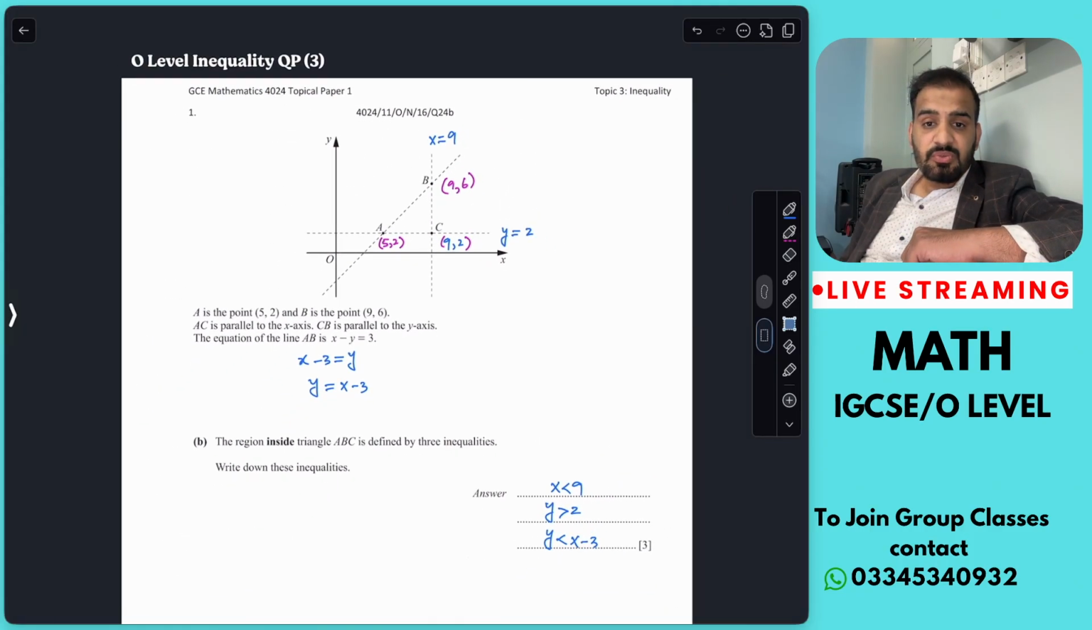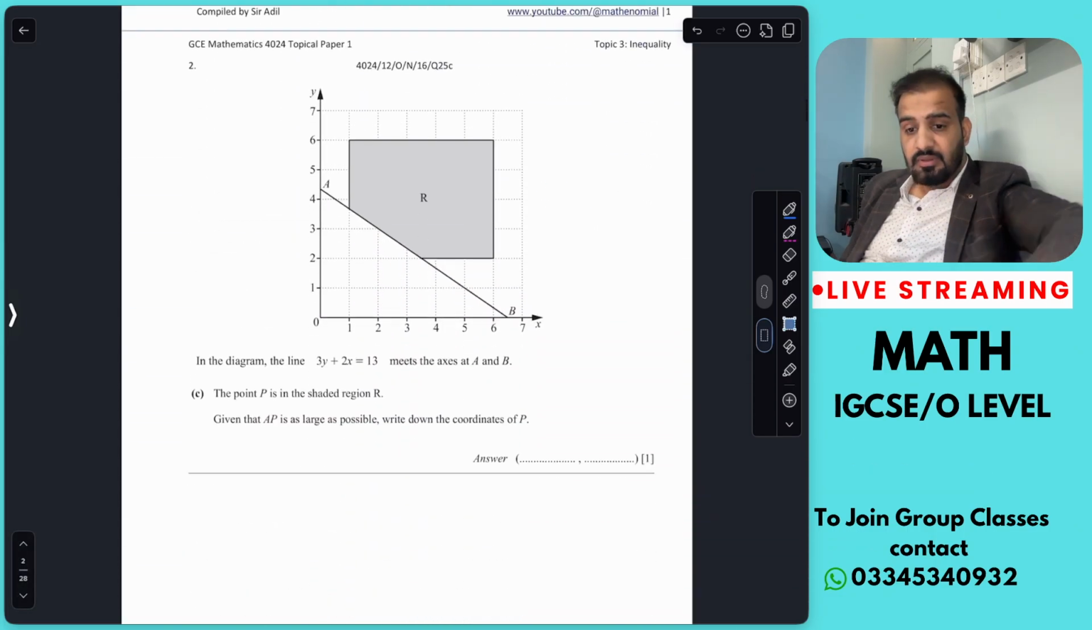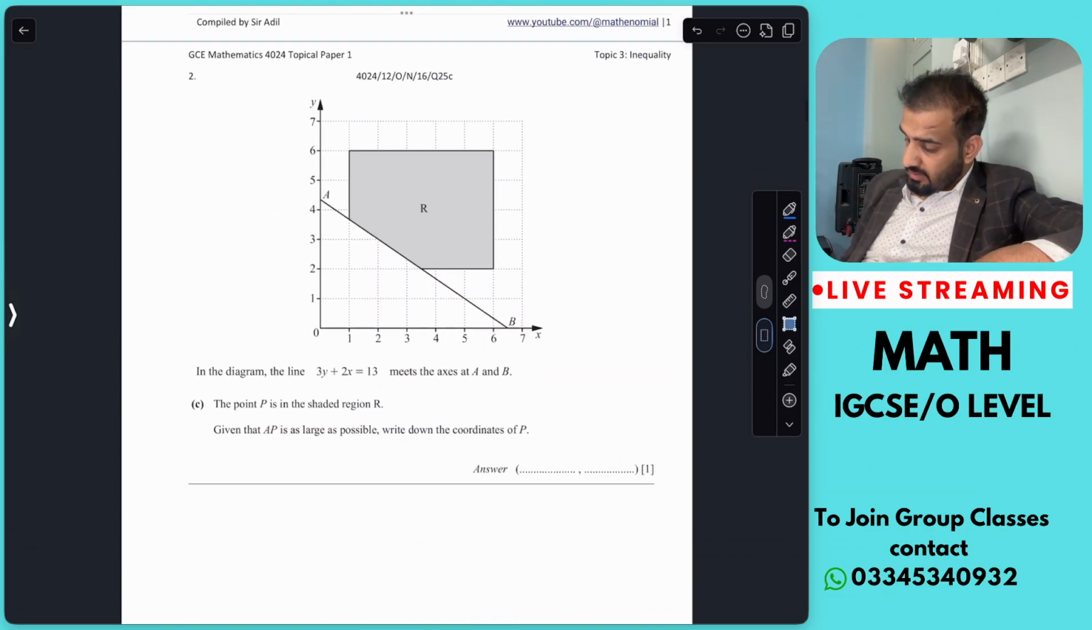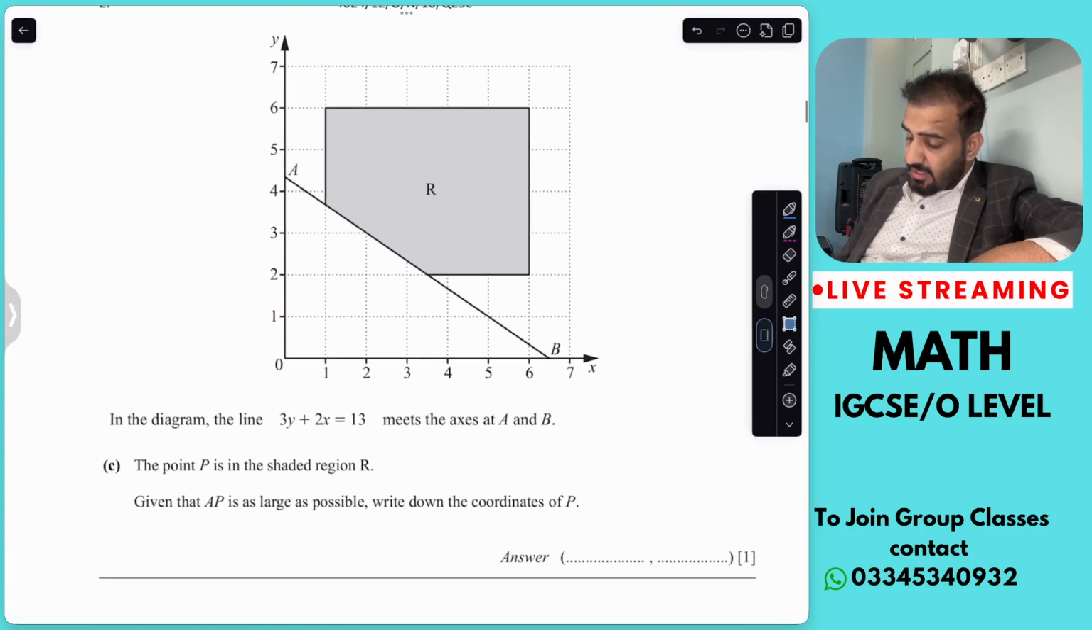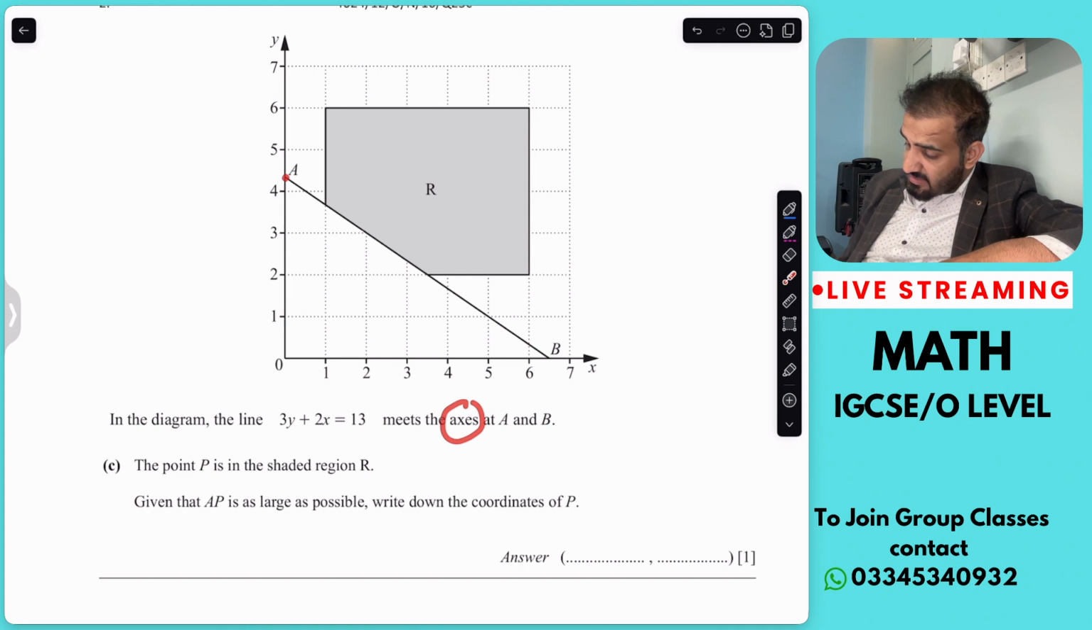Moving on to question 2. In the diagram, the line 3y plus 2x equals 13 meets the axes at A and B. This line meets the y-axis at B and the x-axis at A. The point P is in the shaded region R. So P lies somewhere in R. Given that AP is as large as possible, write down the coordinates of P.